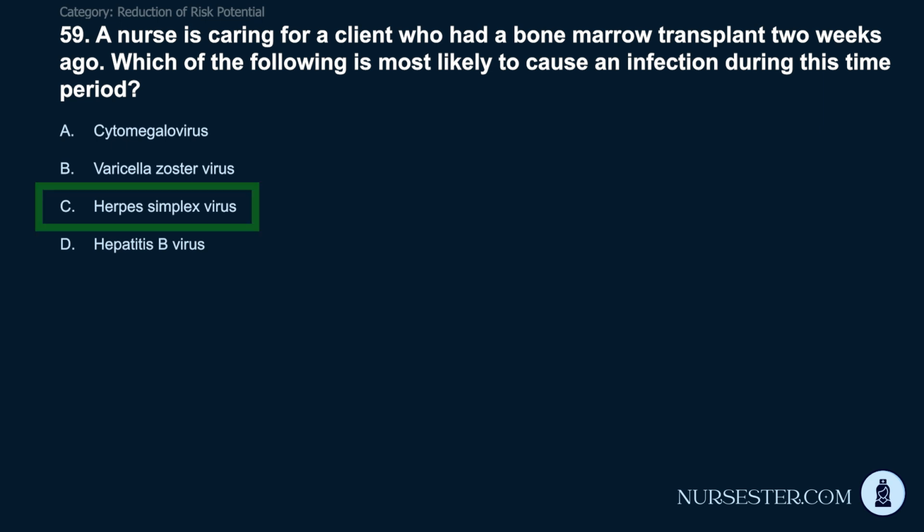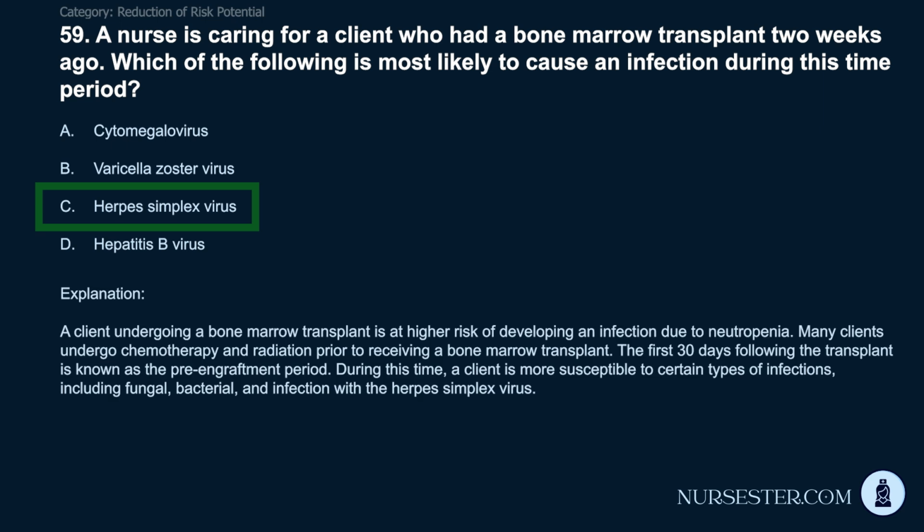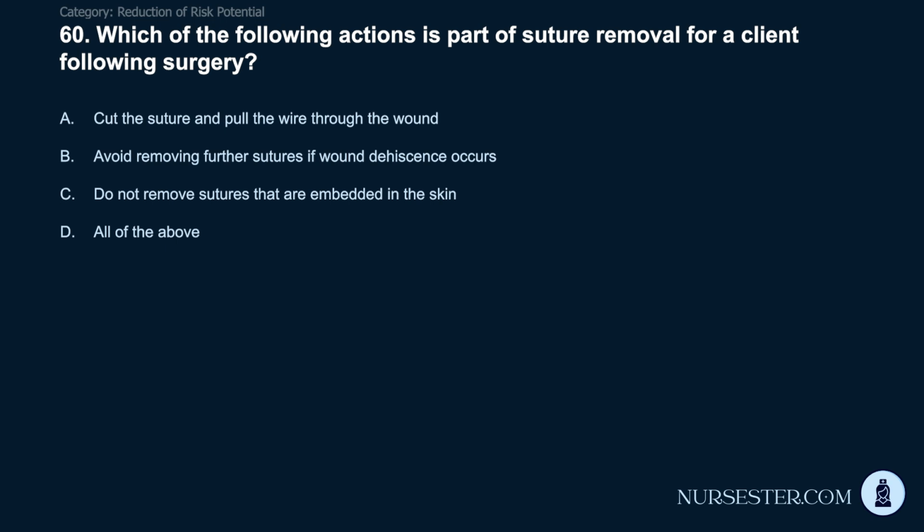Herpes simplex virus. A client undergoing a bone marrow transplant is at higher risk of developing an infection due to neutropenia. Many clients undergo chemotherapy and radiation prior to receiving a bone marrow transplant. The first 30 days following the transplant is known as the pre-engraftment period. During this time, a client is more susceptible to certain types of infections, including fungal, bacterial, and infection with the herpes simplex virus.